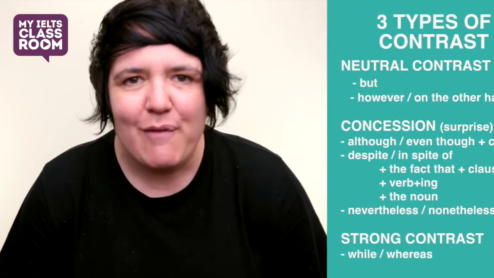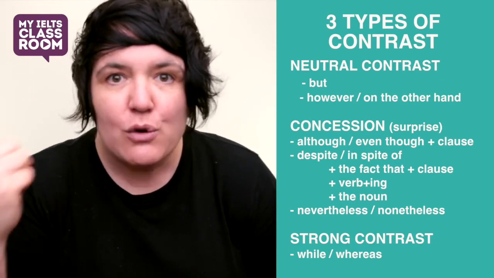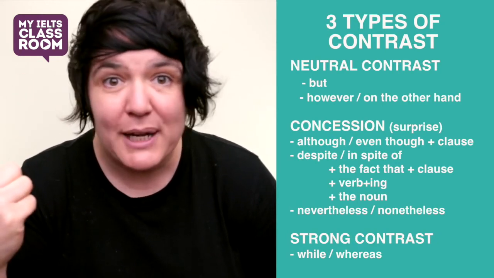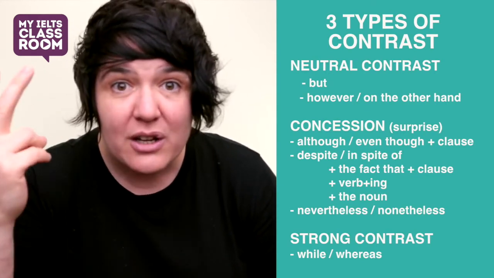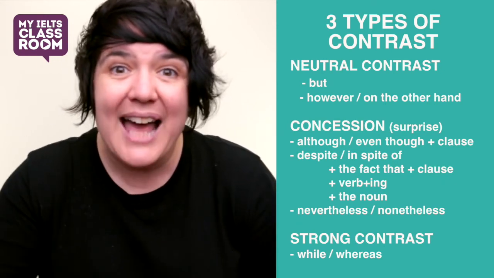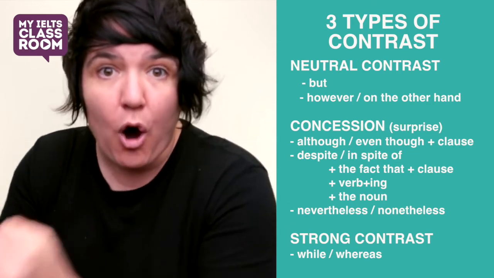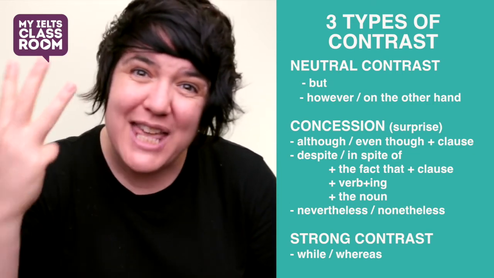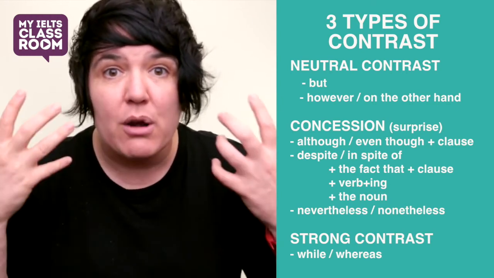What have we learned in this video? We have learned that there are 3 types of contrast. Neutral contrast, which simply shows contrast and nothing else. Concession, which shows contrast plus surprise. And strong contrast, contrast that shows opposites. And each of these types of contrast are shown by different words.